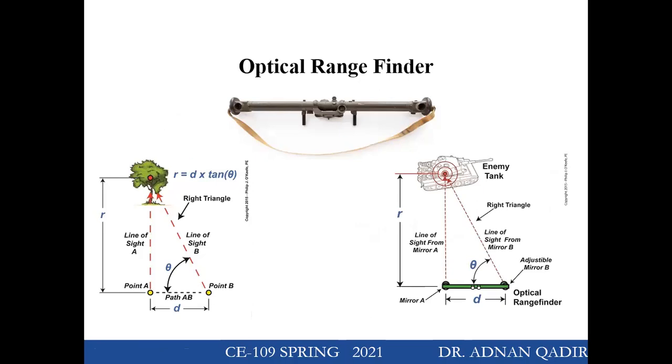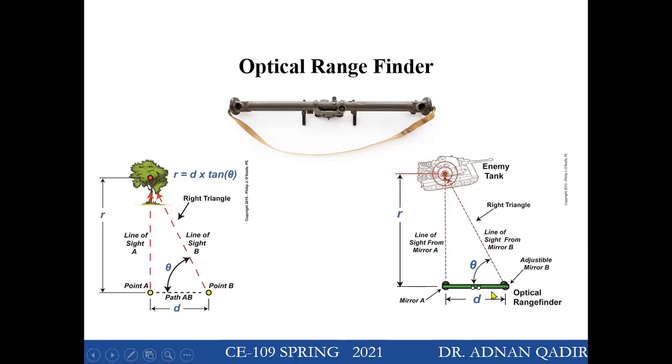Then there is an optical range finder, in which you use this instrument. There's a mirror A here and there is a mirror B here. You divide the distance and you focus on this point. This R is known to you, and this distance D between the two ends of this optical device is always known, so you can find the distance.